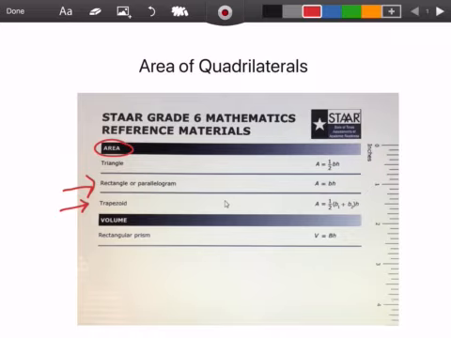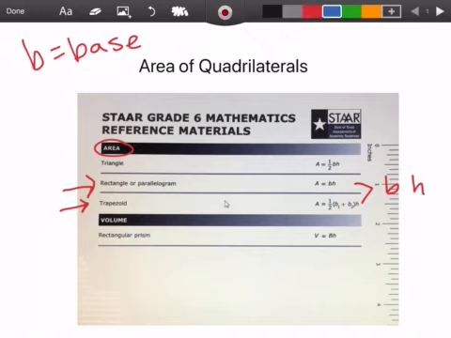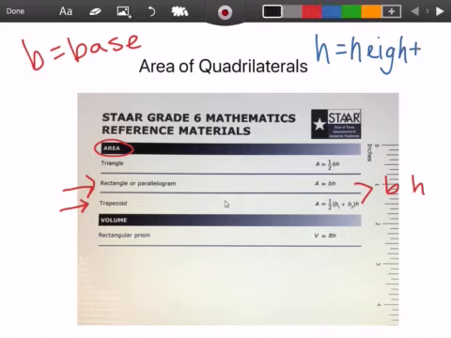Now, I want you to notice that the 2 variables that are used in both of these situations are the letter B and the letter H. So I want to talk about what those mean first. The letter B stands for the base of the shape, and the letter H stands for the height of the shape. So I'm going to show you really quick what the base and the height is in the rectangle, parallelogram, and trapezoid.